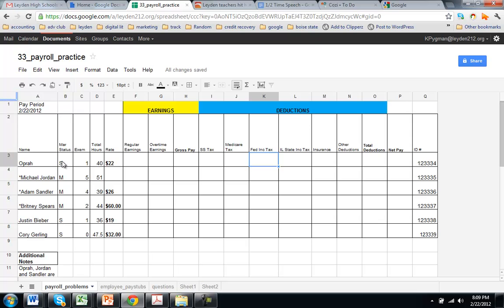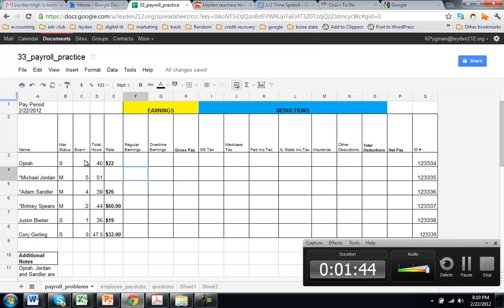Some key things to consider. The MAR stands for marital. Oprah's marital status. You're going to see one of two things here: S for single or M for married. Then we see column 2, EXEM. That stands for exemptions. Basically, exemptions are the number of withholdings you claimed on your W-4 form. Then we have total hours worked, rate, and then all these boxes represent either involuntary deductions or voluntary deductions.